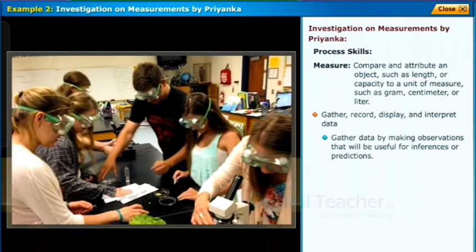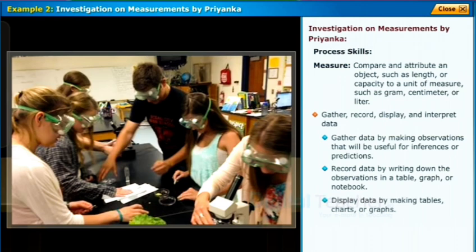Gather data by making observations that will be useful for inferences or predictions. Record data by writing down the observations in a table, graph or notebook. Display data by making tables, charts or graphs. Interpret data by drawing conclusions about what the data shows.